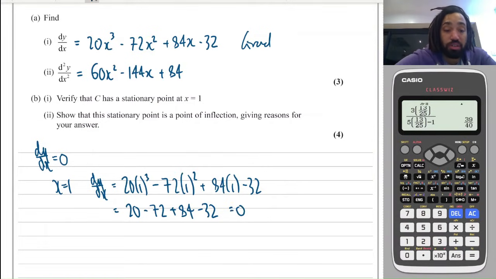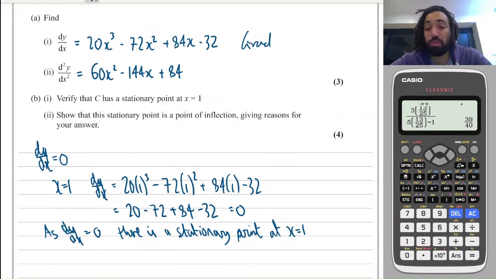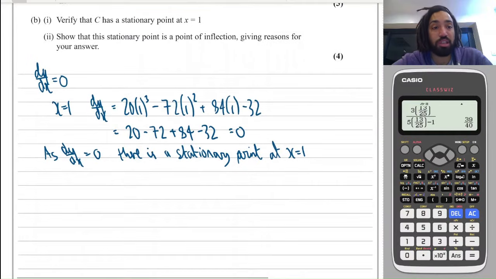And then conclusion, you're going to say that as dy by dx equals 0, there is a stationary point at x equals 1. So important to put that conclusion statement in for any show that or verify question.